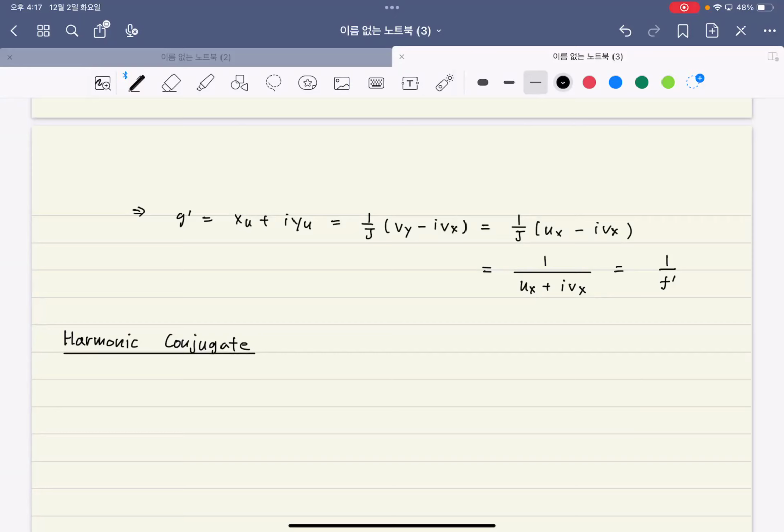So what is a harmonic conjugate? Suppose that you have not a complex function, but a two-variable real-valued function, and suppose that your real-valued function is actually harmonic. Then the most natural question that arises is whether my function can be considered the real part of some analytic function.